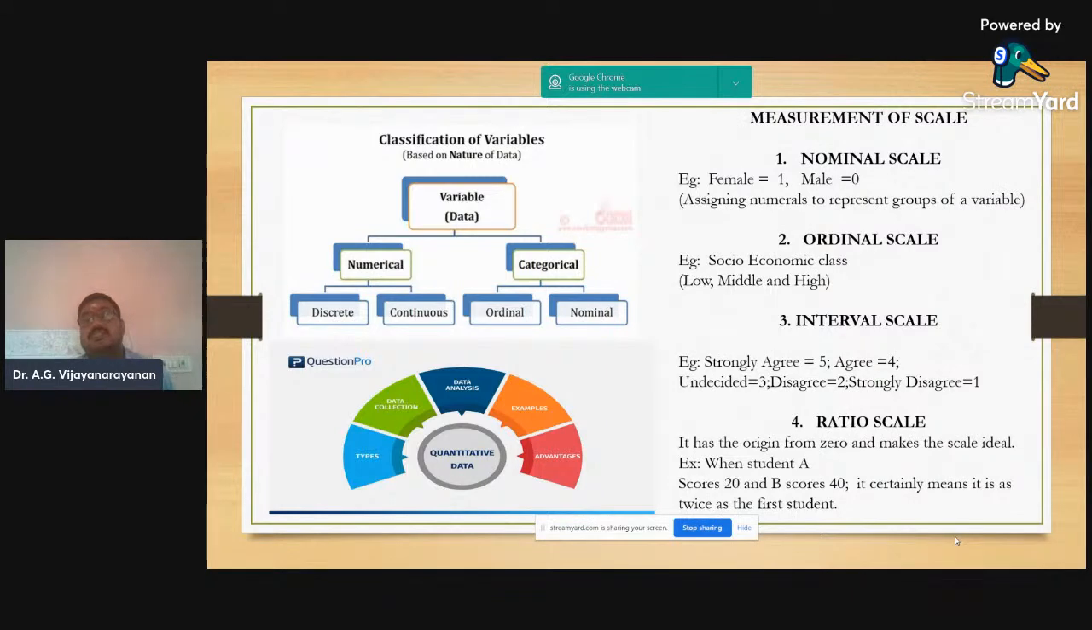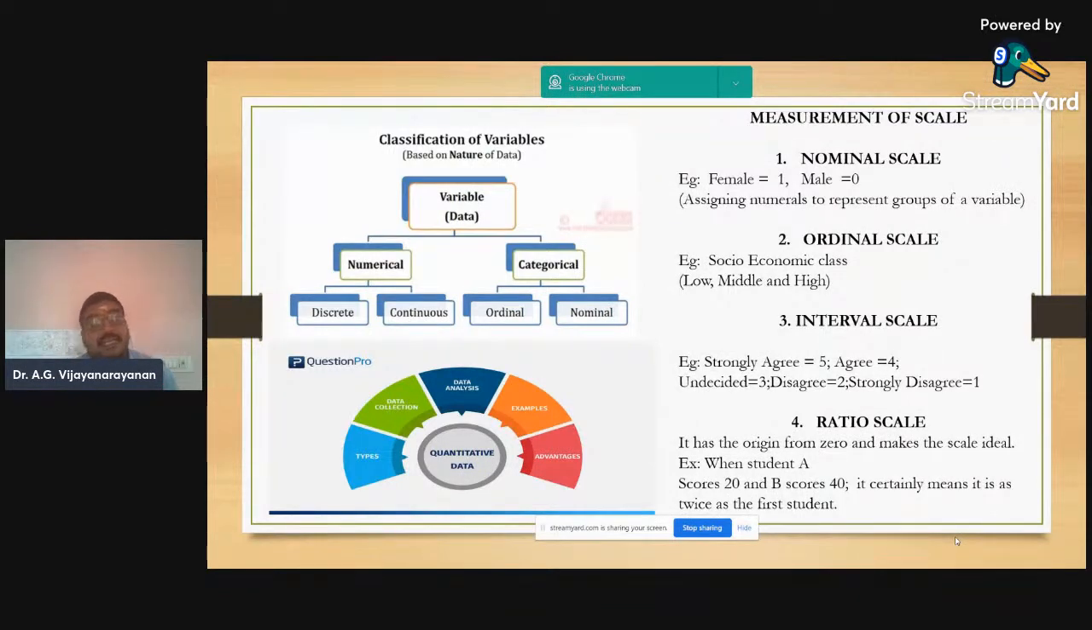The next comes is ordinal scale. In ordinal scale, there is an order. Please understand, there is an order in which it is arranged. I have given an example of socio-economic class. What is the income category that you belong to? Low income category, middle income category, high income category. So I'm going from low to high, or I can come from high to low, no matter it is. But there is an order in it. Whereas in the nominal scale, there is no order. Whereas in ordinal scale, there is an order: low, middle, high.